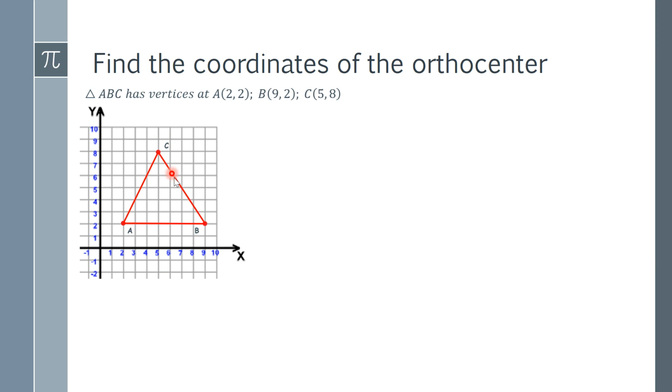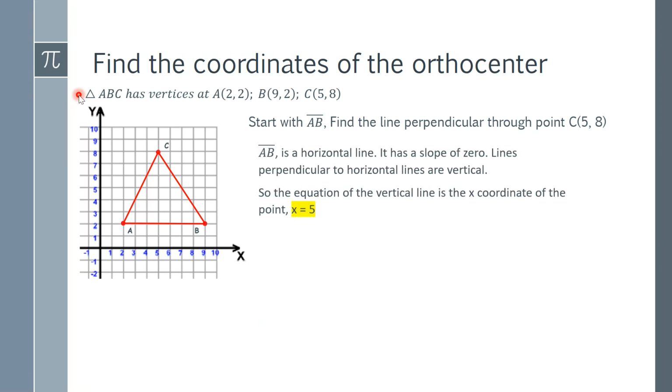And then we're going to use this segment right here, this side, and we're going to find the altitude that goes through that one. So we're going to start with AB. We're going to find the line perpendicular through point 5, 8. Now what we know is that AB is a horizontal line, so it has a zero slope. Its slope is 0.